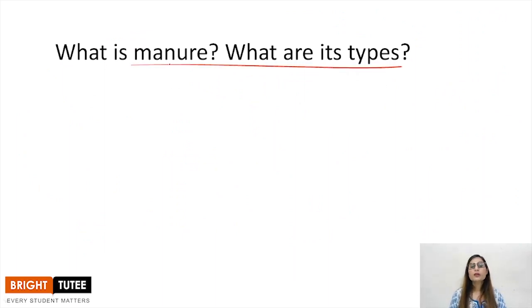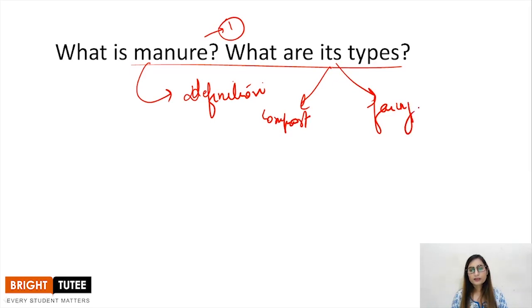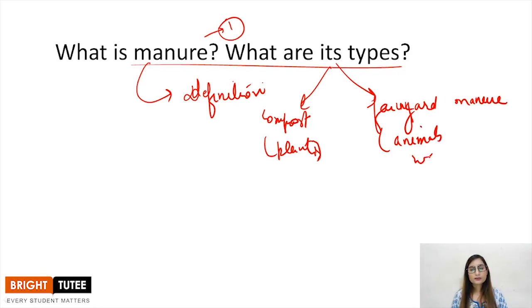What is manure? What are its types? Manure is, as I already defined, you write the definition here, right? This is for 1 mark. Its types are two: compost and farmyard manure. Compost is obtained from plants, and farmyard manure is obtained from animal wastes, right? Plant waste and animal waste.